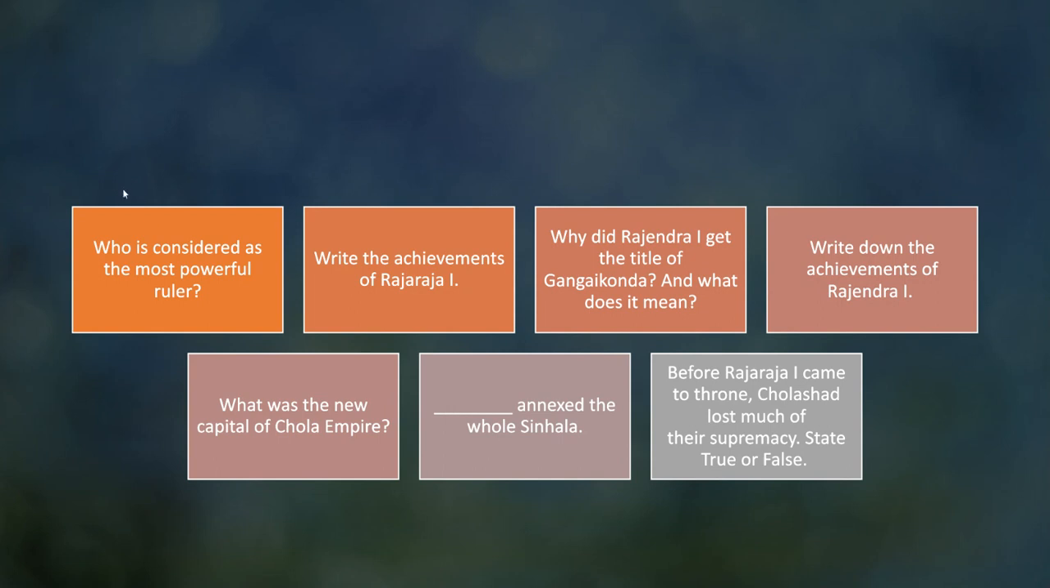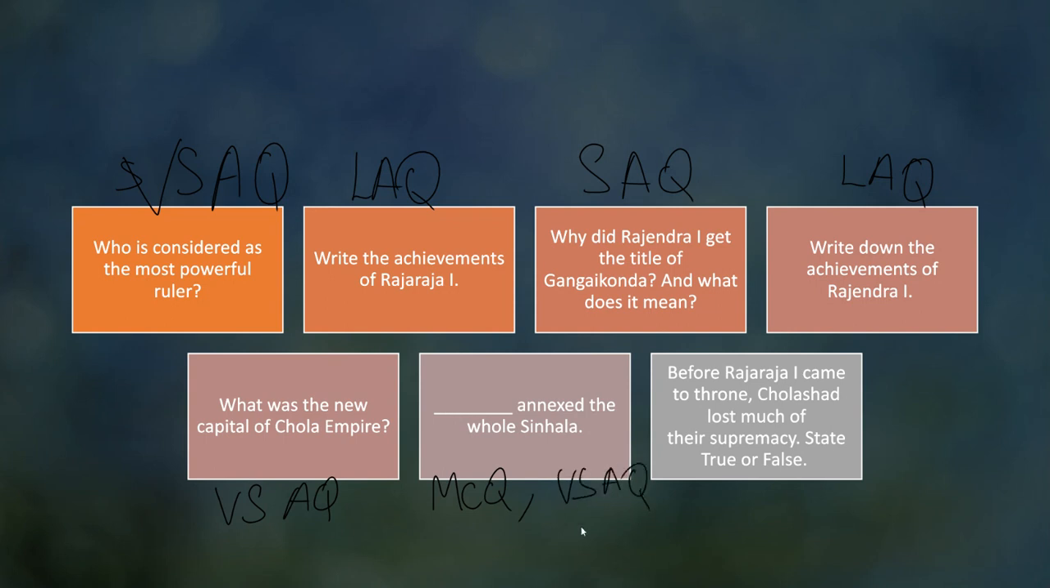I'm just going to tell you how these questions will come in your exams. This may be a VSAQ, very short answer question. This may come as LAQ, this may come as SAQ, this may come as write down the achievements. This may come as a long answer question because they have a lot of achievements. This will be VSAQ, very short answer questions. This could be MCQ or VSAQ. Then this may come as MCQ. Again, it could come as MCQ or VSAQ.